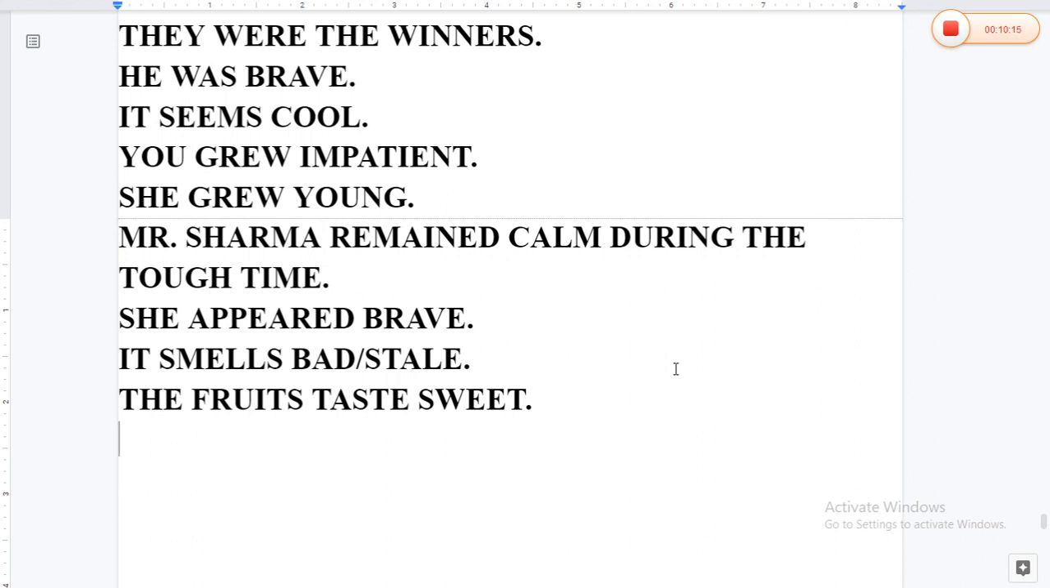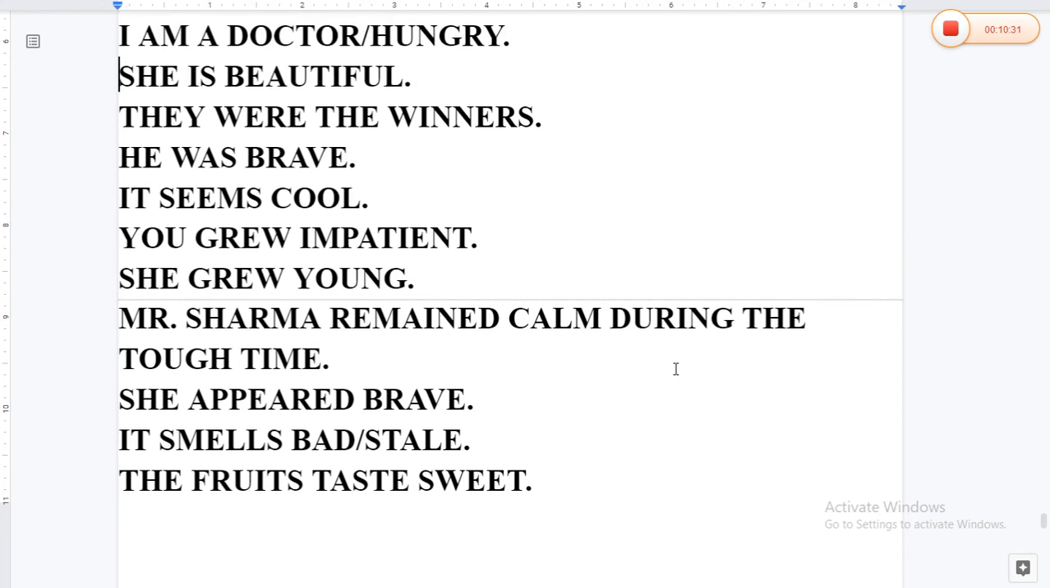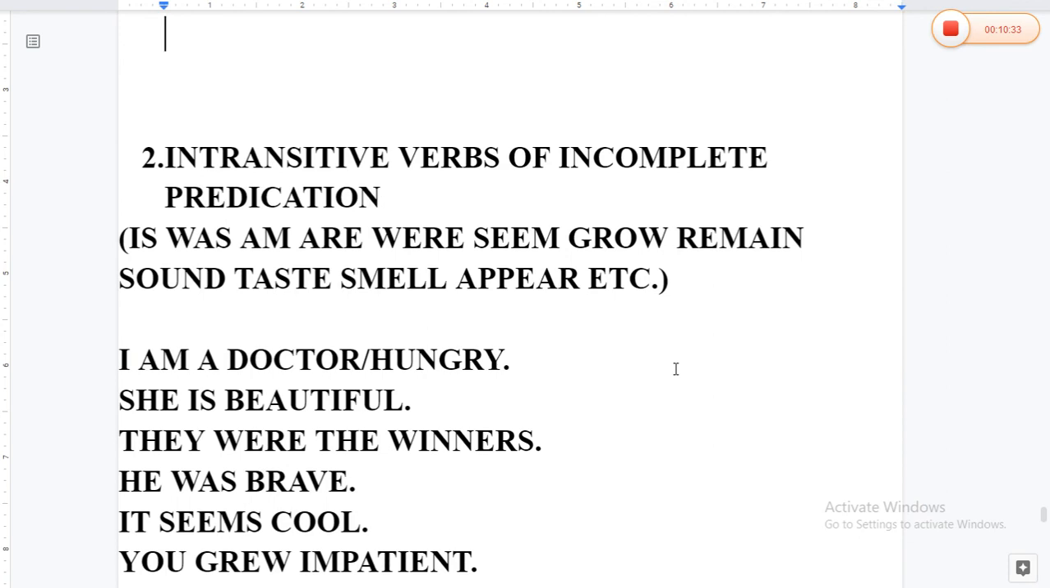So these are the verbs which are intransitive verbs. First, they don't transfer the action from subject to object. Second, they don't take an object. Third, they are complete in themselves. Fourth, if they are incomplete, they take a complement to complete them. These are the verbs which are called intransitive verbs.